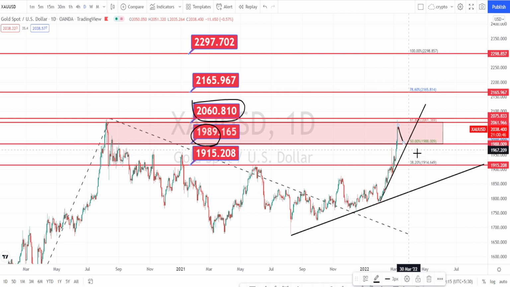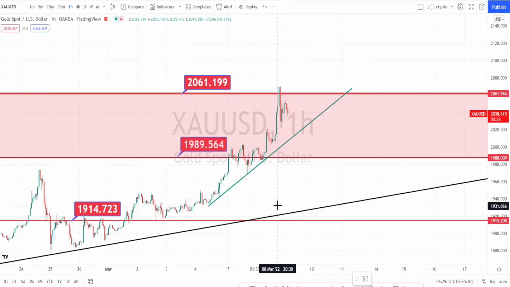Let us do the analysis in the hourly time frame. I'm in the hourly time frame now.